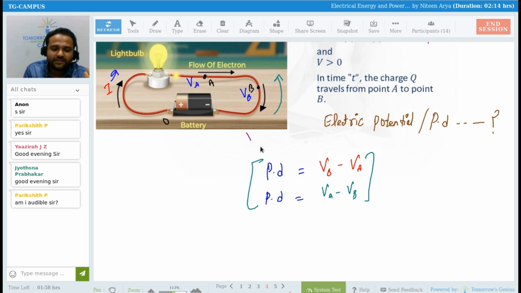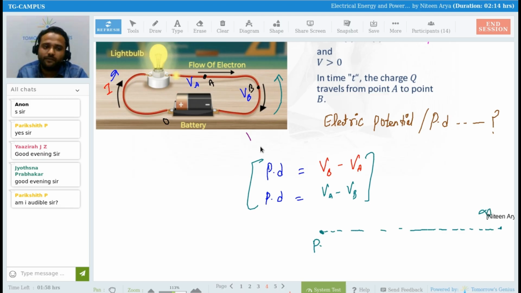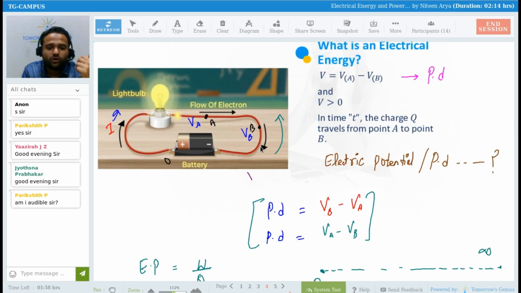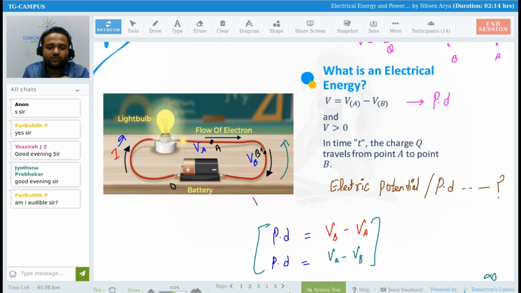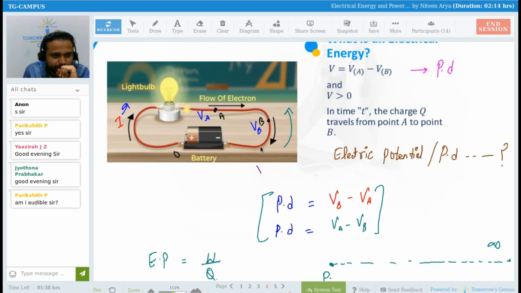Now, in general, electric potential states that to move a unit charge from infinity to any particular point P, the reference is infinity, very, very far away. That is electric potential. Sir, is it higher or lower? Which one, electric potential or potential difference? See, potential difference is nothing but the difference of two electric potentials between two points. As simple as that. Obviously, it is going to be lower because it is a difference.